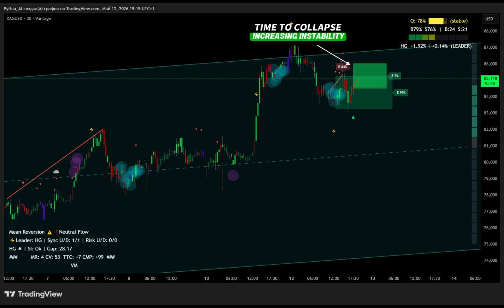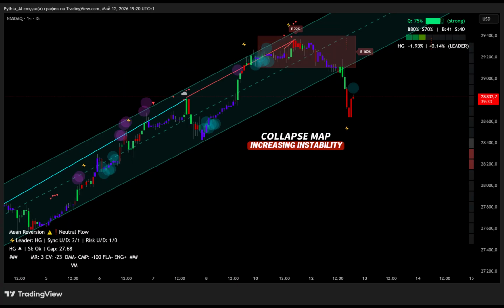Time to collapse and collapse map zones. These zones represent the system's early warning layer. They are designed to identify divergence between price and market energy earlier than traditional divergence signals. Each zone includes an energy label in percentages, showing the strength of the divergence. Green zones are bullish. Red zones are bearish. These zones may indicate increasing instability, possible corrections, or changing market conditions.